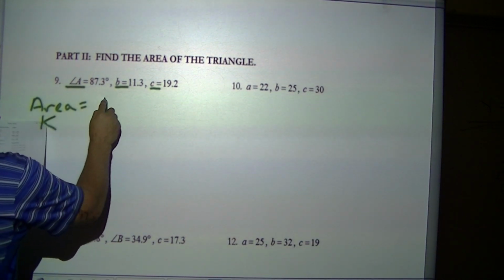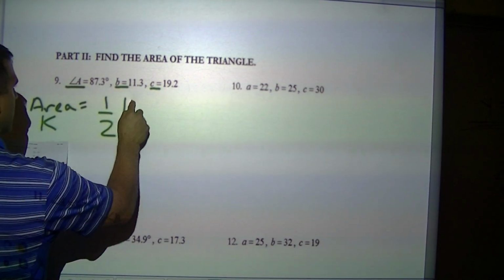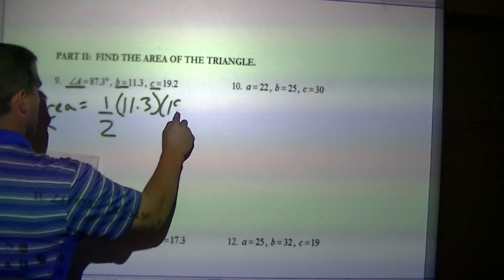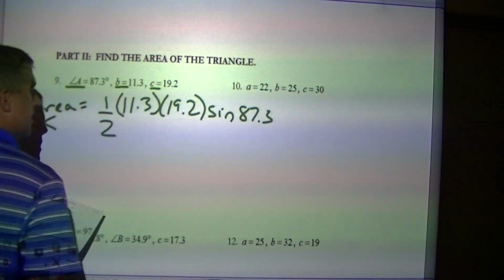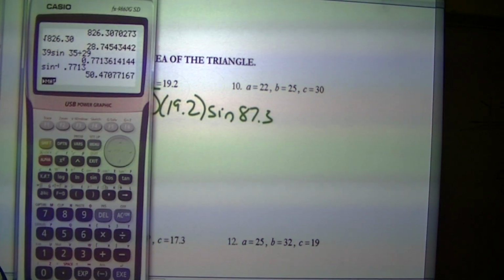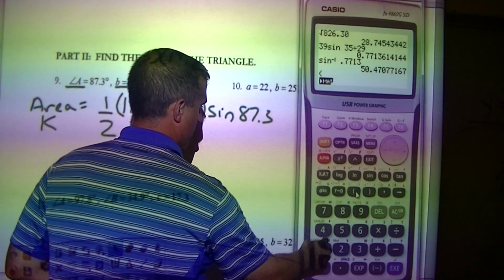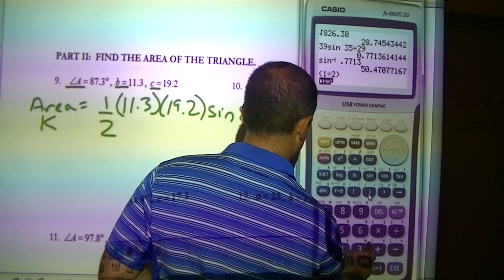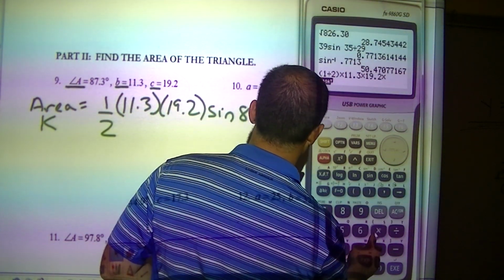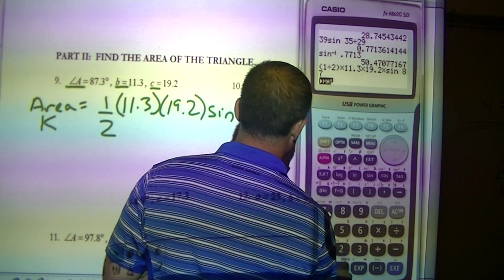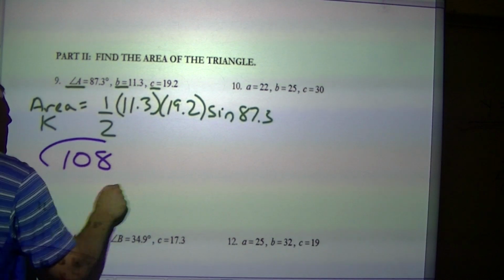So what I'm going to do here is 1/2. Since I have A, the formula says 1/2 bc. So I'll just use 11.3 times the sine of 87.3. Okay, it's actually a pretty simple formula. So I got 1/2 times 11.3 times 19.2 times sine of 87.3. Okay, and the area there is about 108. You can round.